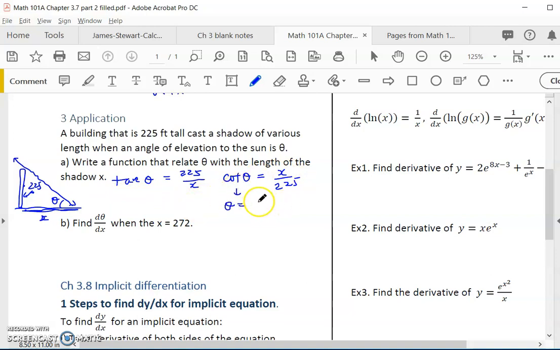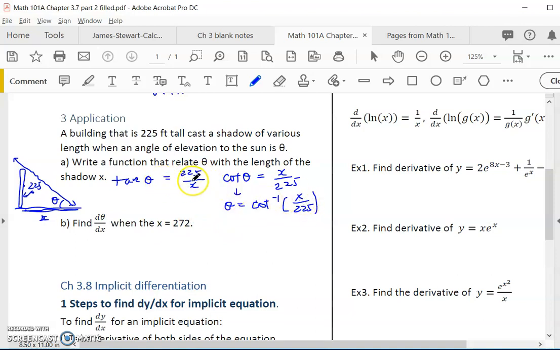From here, theta is what? That relates theta with the length of x. So theta would be arc cotangent of x over 225. This is the function that relates theta with x, and theta has to be in radians. Find d theta dx when x is 272. So I want to take the derivative of this with respect to x.